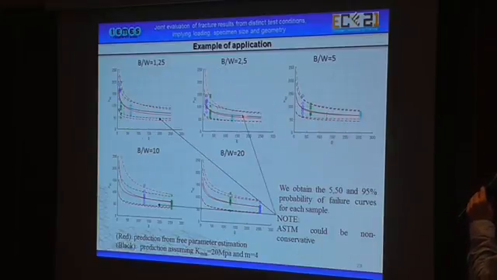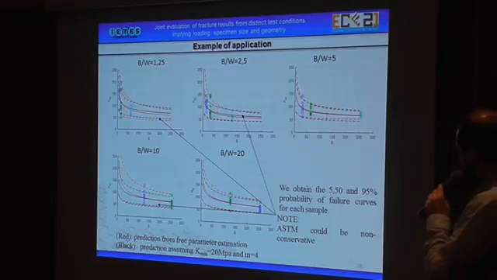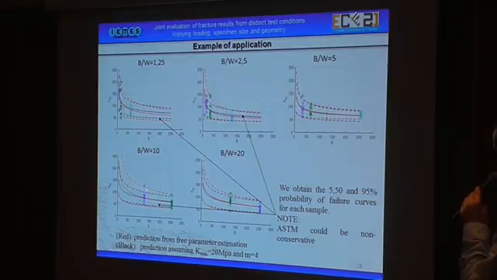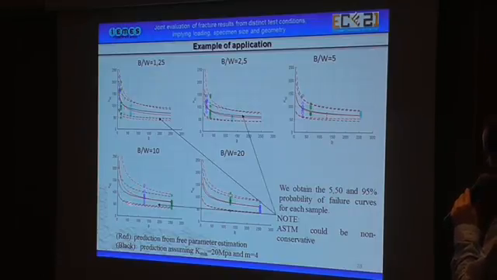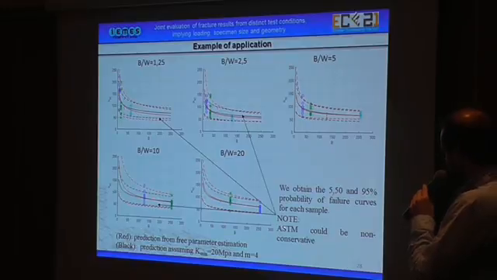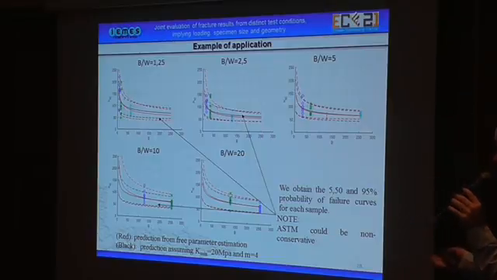And the prediction of failure for different thicknesses is shown here, and the main conclusion is that the ASTM standard could be non-conservative in some cases, because they predict that this is the curve of 95% probability of failure, 50% and 5%. We usually use this to design, and in some cases the prediction by the norm or standard is not conservative with respect to the fitted data.